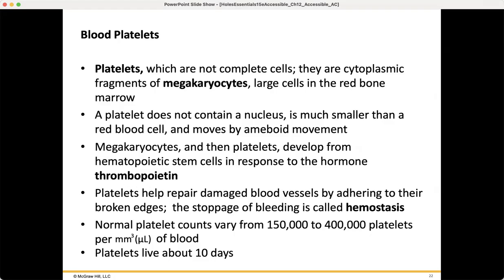And their main purpose is to stop bleeding, cause blood clots, and that process of creating that blood clot is called hemostasis.